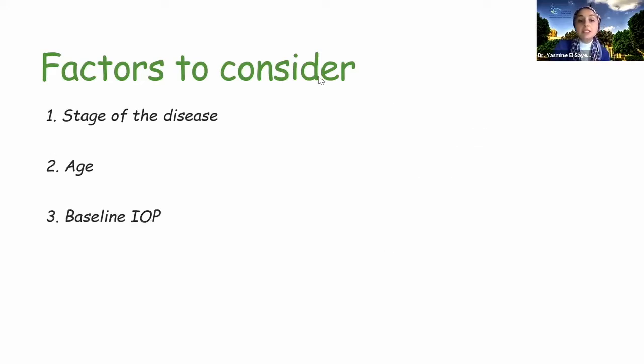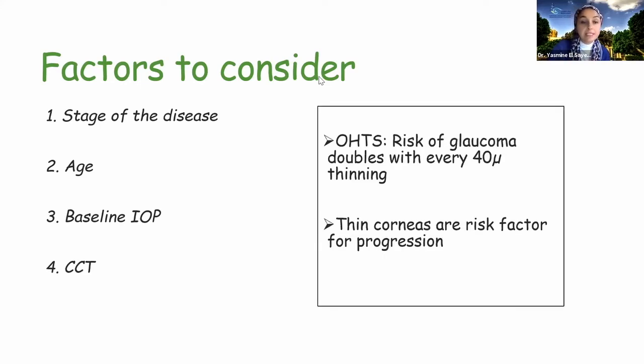The baseline IOP is another thing to consider. So if you're not sure, you need to go back and assess the fluctuations through phasing, because that's very important. If you're starting out with a pressure of 40, it's easier to manage than if you're starting out with a pressure of 14 or 15.